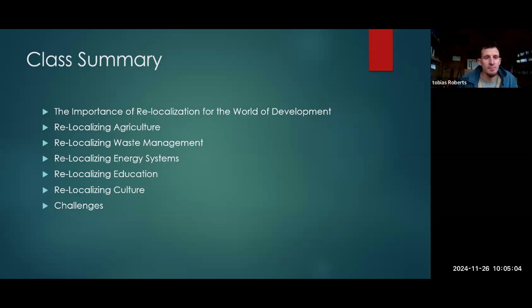And so today I want to take a look at the importance of relocalization, and then offer some suggestions and some ideas and some case studies about how we can relocalize our agricultural production, the food that we eat, our waste management systems, the energy that we use to power our homes, for the electricity, for the heat, etc. How to relocalize education and culture as well. So different ideas and looking at how people are doing this around the world, and then some of the challenges that come with relocalization.